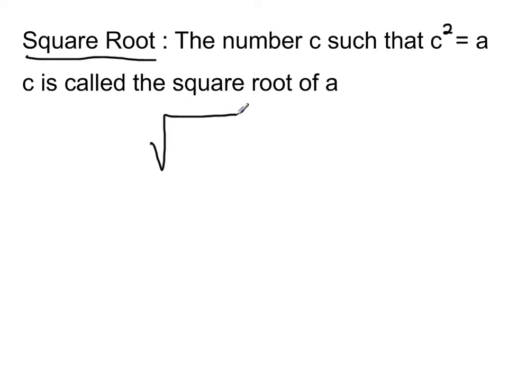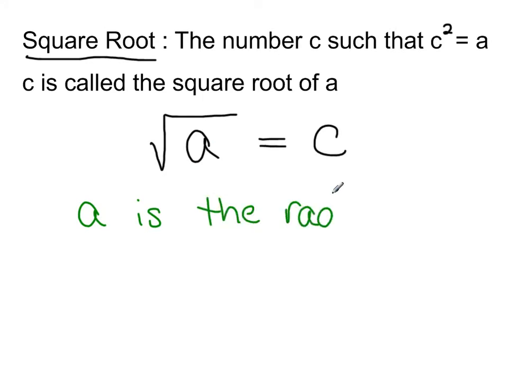So, this radical here, we're taking the square root of a. The result of that is c, where c squared will get us back the inside. a here is what we call the radicand. So if we take c and we square it, we'll get back whatever the radicand is.